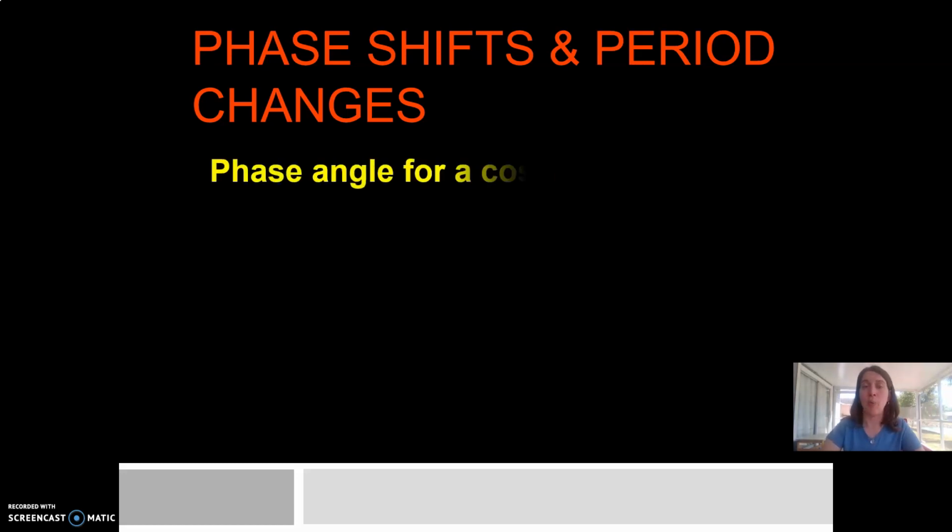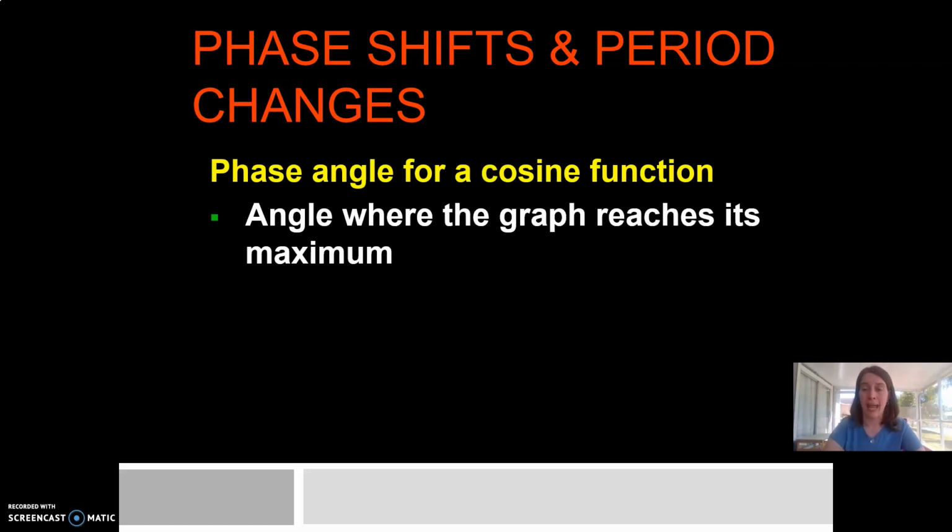The same idea applies when we're talking about our cosine graph. How do I locate the phase angle for our cosine graph? It was the angle closest to the center where your graph reached its maximum, where it reached the highest hill. Why did it have to reach the highest hill? Because that's when cosine was positive, and all of our equations are going to have a plus sign at the beginning.